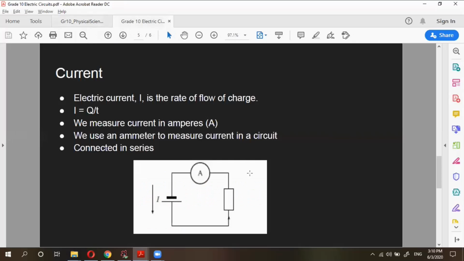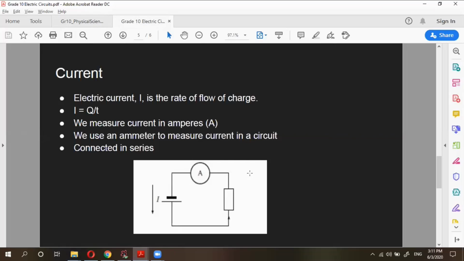Any questions on current so far? What is the delta T for, basically? Again, the delta T is used to measure the flow of charge. We're trying to calculate the current that's in the circuit, so we take the flow of charge per unit time.